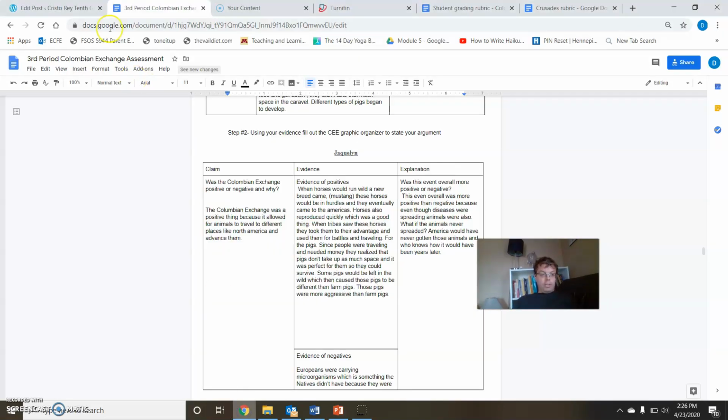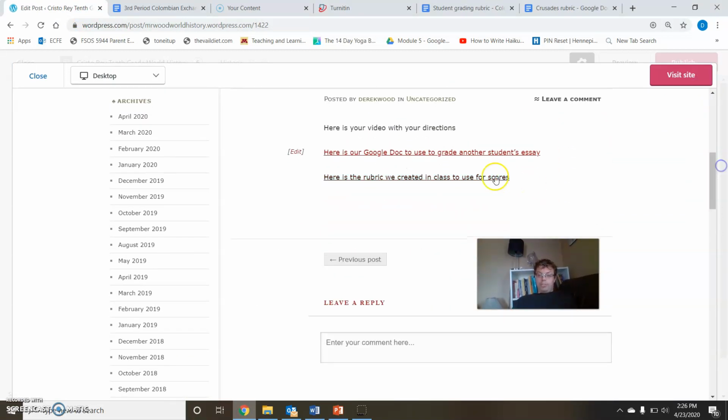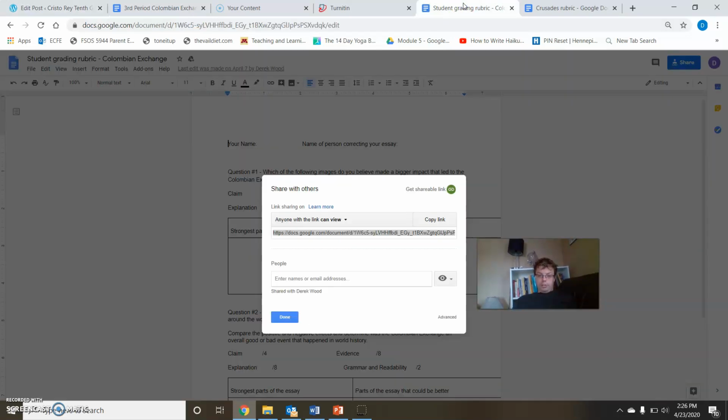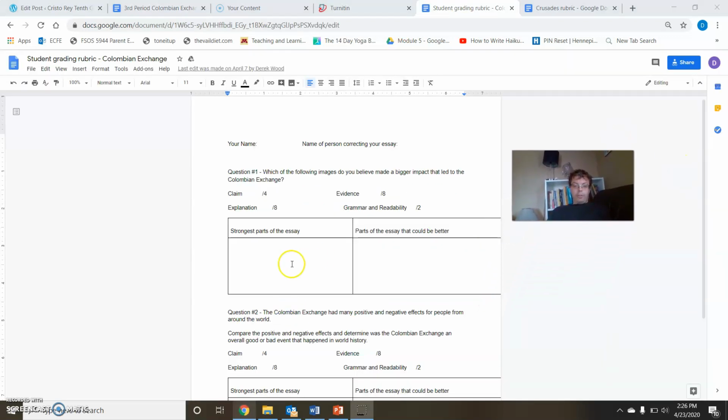Once again, you go to the handy dandy website, and on our new post, it says here's your Google Doc to grade another student's essay. I'll just click on that. What you'll do is read their essay, and grade their claim, their evidence, their explanation. And then you're going to grade them on the readability. What was the strongest part of the essay, and what are some parts that could have been better? Now for evidence, remember, this is evidence for both. So think about 4 and 4 on that one and add them up for what you think their score should be.